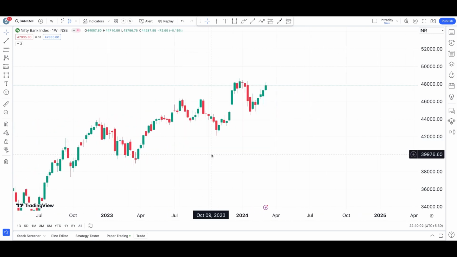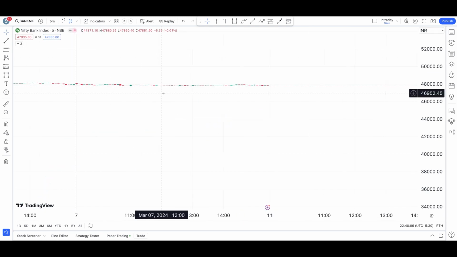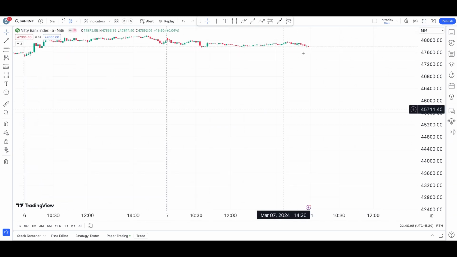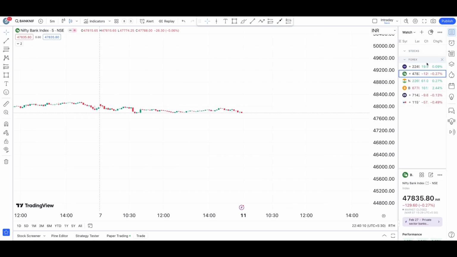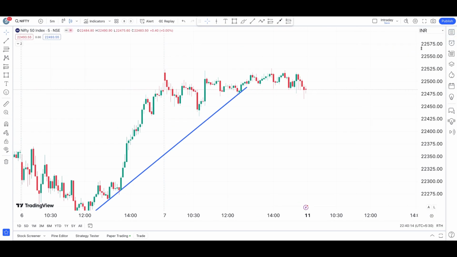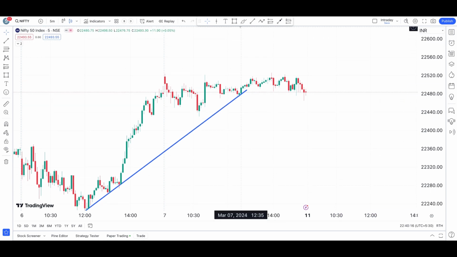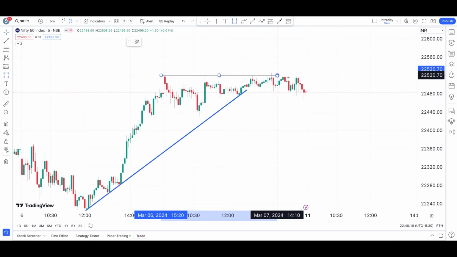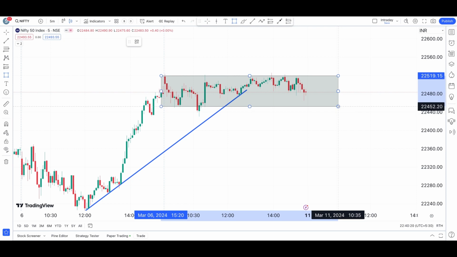Okay, so I'm removing all this. Let's now change our time frame to 5 minutes and change our chart to the Nifty so that we can see how Nifty is today. So here we have the Nifty's chart, and right from the beginning, you can say that it's very tight.